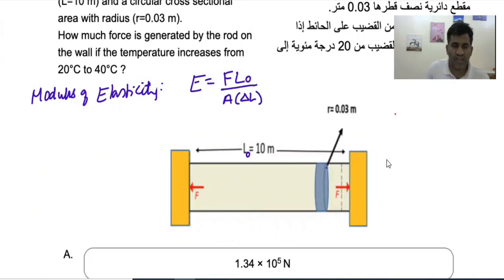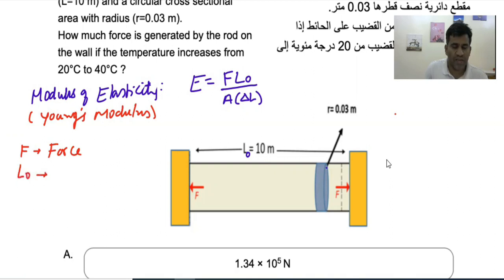Let me read each of these. As we say, E is the modulus of elasticity. Modulus of elasticity can also be said as Young's modulus. This is another name. Young's modulus is the same as the modulus of elasticity. So what does F represent here? F represents the force.